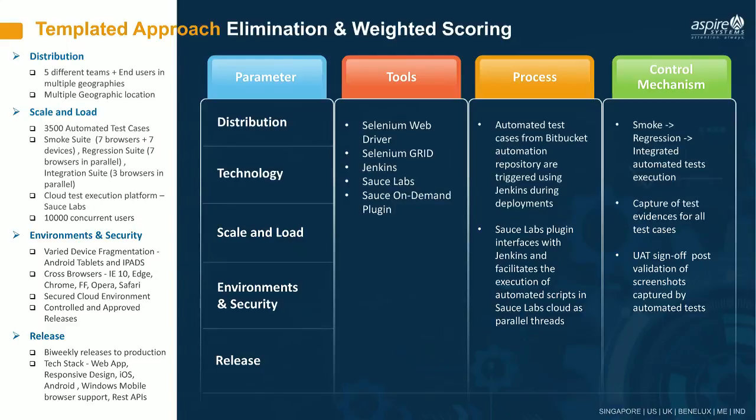The process of inducing continuous testing as part of the CD pipeline is that the automated test cases from the Bitbucket repository are triggered by Jenkins during each check-in, ideally whenever there is a code check-in happening in a particular environment. From this, the call gets routed to the cloud environment, which is Sauce Labs. And through the Sauce Labs plugin, continuous testing is facilitated, and parallel threads of automated scripts are executed.